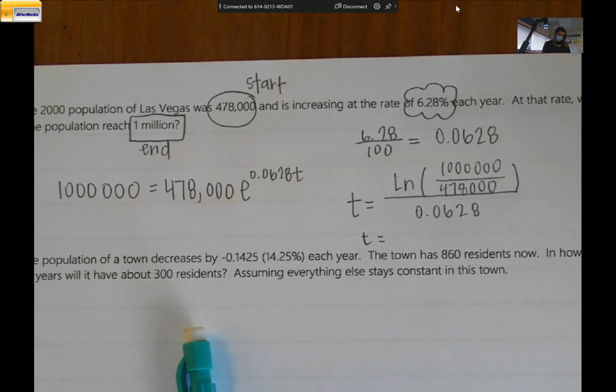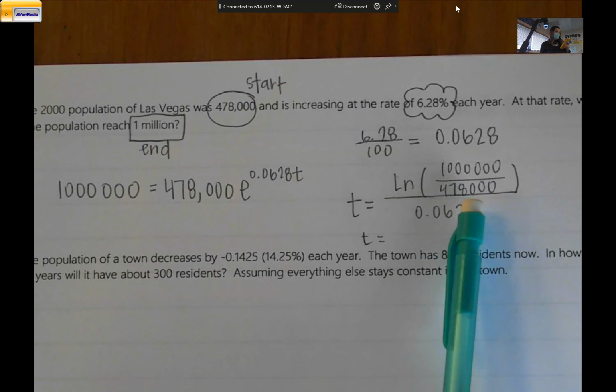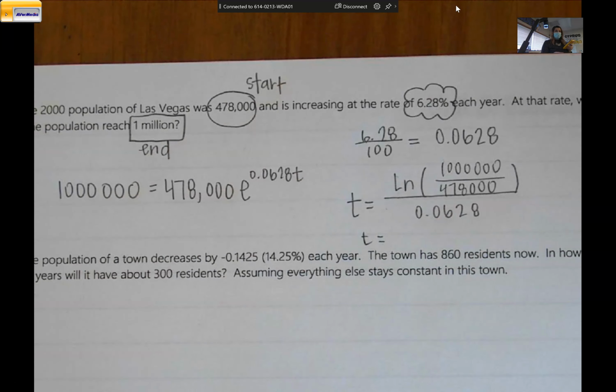Do you need me to check it? Sure. I got 11.8. Anybody else? 1, 2, 3, 4, 5, 6. So go to decimals. Yes, sure.